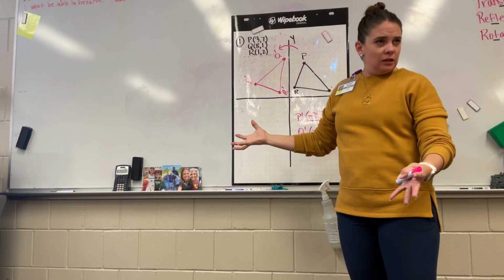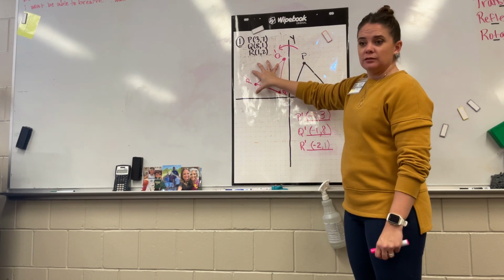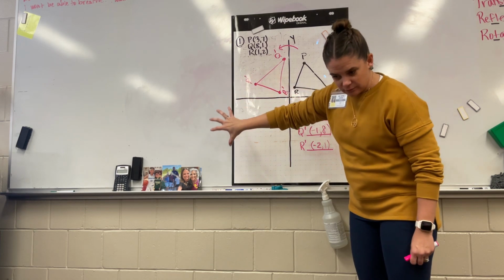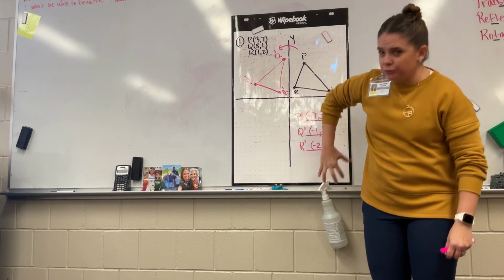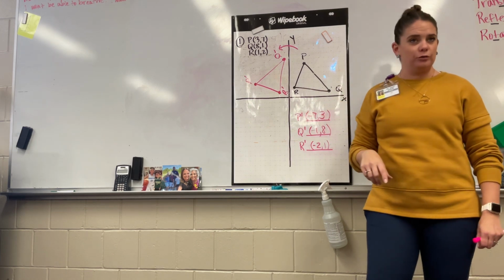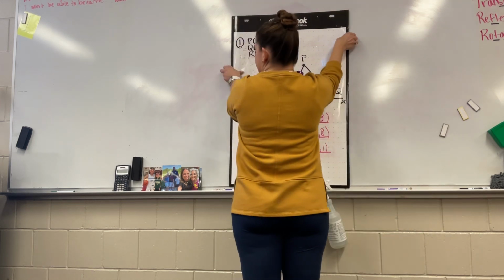Okay? If we were in the second quadrant, we would rotate to where? The third. If we're in the third, we would rotate to the fourth. We're just going one next door for 90 degrees. Okay? All right.